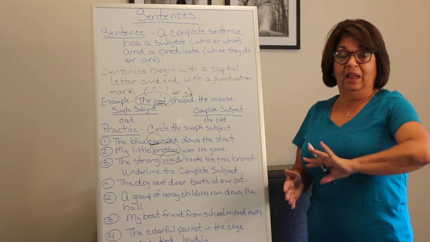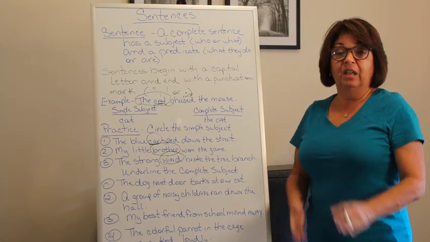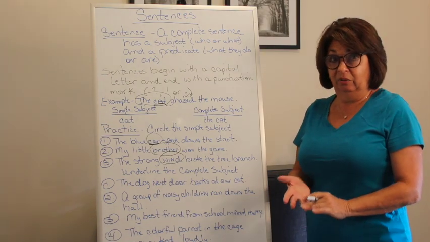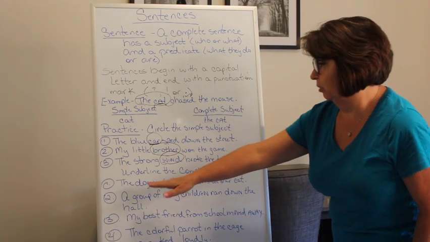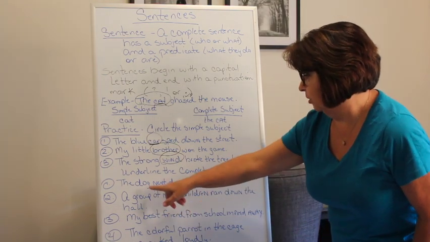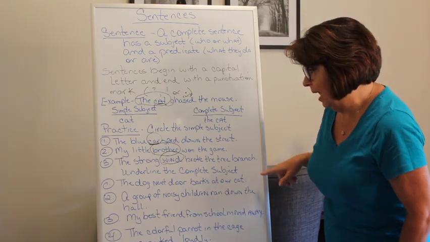Now for this part, we want to do the complete subject. So this one, we want everything that is in front of the action or the being verb. Okay, the whole entire thing. So the first one. The dog next door barks at our cat.